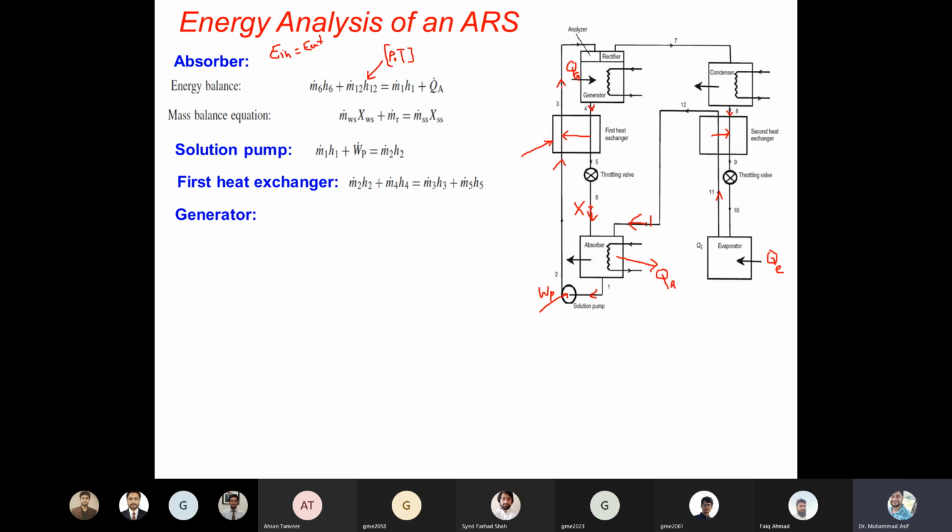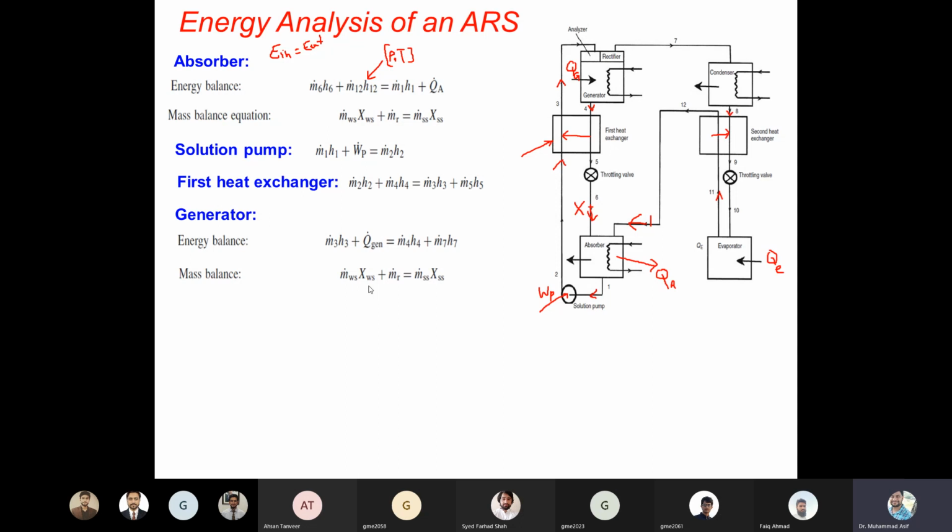So what is coming in? Point 3 is coming in, and similarly the Qg is coming in. What is going out? Point 4 is going out and point 7 is going out. So through the energy balance, as you can see, the energy at point 3 plus the Qg should be equal to the energy going out, which is the point 7 energy and the point 4 energy.